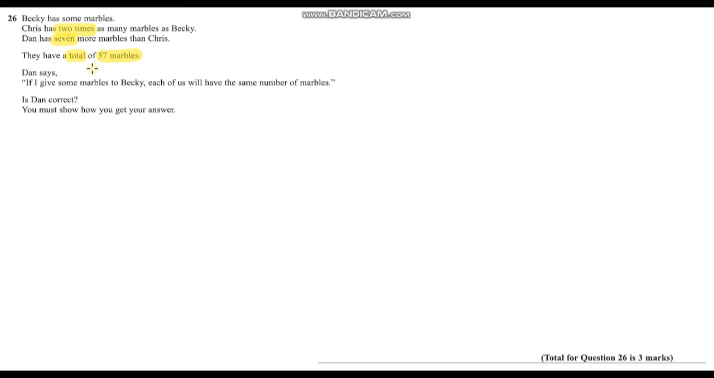There's quite a lot of text involved in this. So again, just like we did before, let's put labels for each person. So I'm going to say that Becky's marbles is B. Chris's marbles is going to be C. And Dan's marbles is going to be D. So Chris has 2 times as many marbles as Becky. So however many Chris has, he has 2 times the amount that Becky's got. So we can write C equals 2B. That's that one done. Now this one here, it says Dan has 7 more marbles than Chris. So Dan, I should really use lowercase.